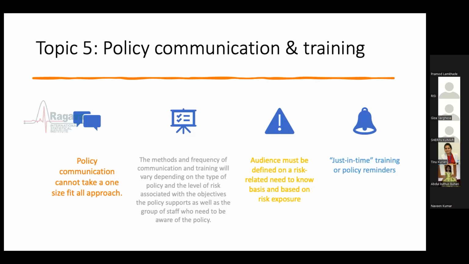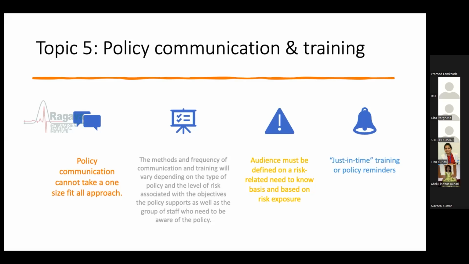No, as a policy owner, it is your responsibility to develop a proper communication and training plan. Especially if it is a mandatory policy or mandated by legal, regulatory and accreditation requirements, it is a must to have a proper policy communication and training plan. Policy communication cannot take a one size fits all approach. It depends on the scope of the document, the risk exposure, or the impact of the policy or the risk it is covering. The training and communication program must be adapted to that particular context, and the audience must be defined on a risk related need also.